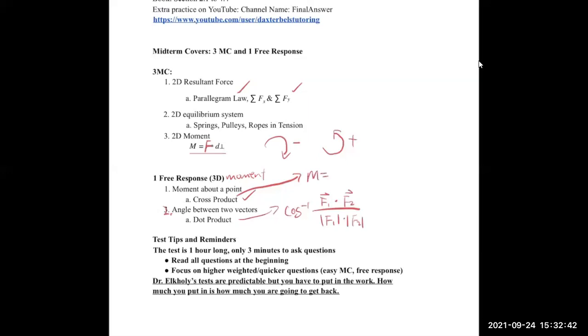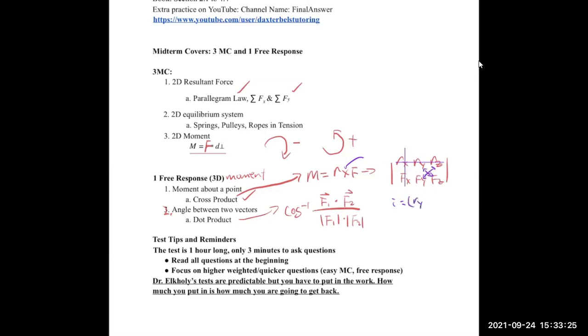Also the cross product formula: moment is equal to R cross F. Be careful with this sign right here. This is not a multiply sign. This is the cross sign. This will turn into Rx, Ry, Rz multiplied by Fx, Fy, and Fz. From this point on, if you want to find the i component, all you have to do is cross out the row where the x is at and cross out the column where x is at, and then do Ry multiplied by Fz minus Rz multiplied by Fy.